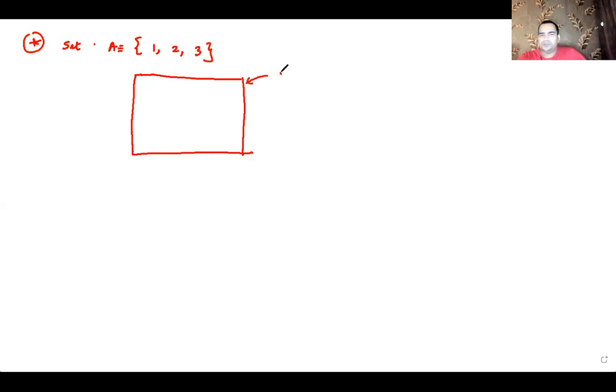outside is your universal set. This is your universal set. Universal set. And what we get is inside, let's say set A is 1, 2, and 3. This is set A. Now, when I talk about the number of elements in set A, that will be represented by n(A). So number of elements in set A means how many elements are there in set A.